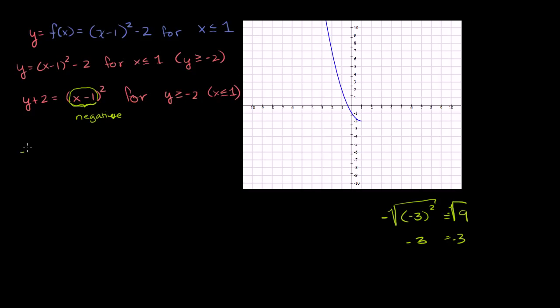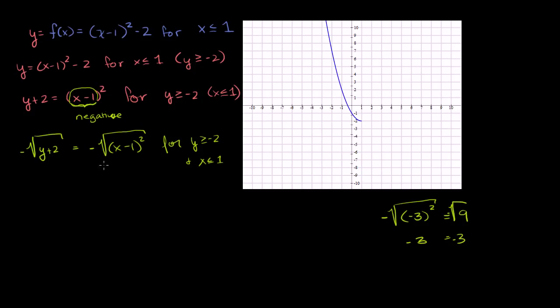So you get the negative square root of y plus 2 is equal to, and I'll just write this extra step here so you realize what we're doing, the negative square root of x minus 1 squared, for y greater than or equal to negative 2, and x less than or equal to 1. That's the whole reason we're taking the negative square root there.